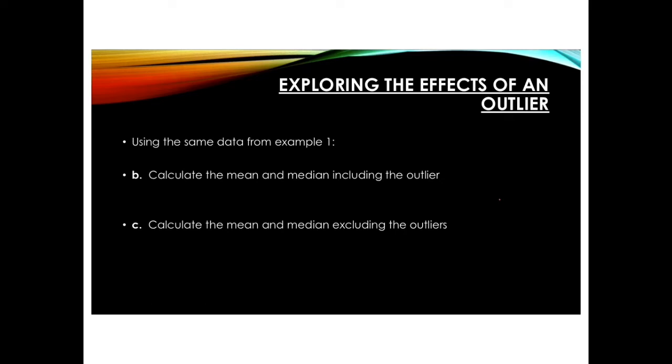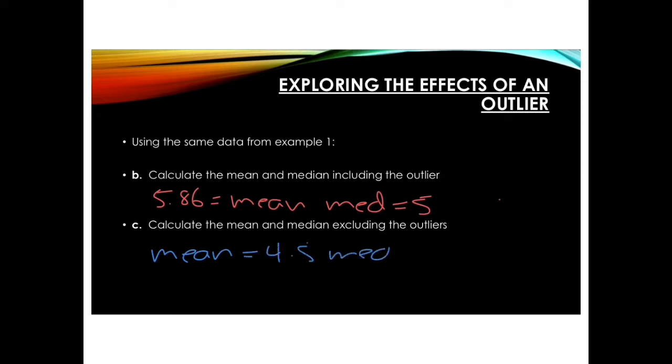The mean for our data with the outlier is going to be 5.86. And then we already calculated the median. The median is going to be 5. Now let's go ahead and take out the outlier and see what that does to our data. The mean without the outlier ends up being 4.75, and the median stays at 5.